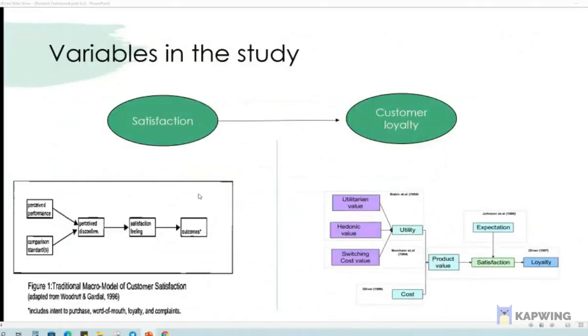So based on the past theory, you are able to prove what are the factors that impact satisfaction. Satisfaction can impact customer loyalty. So it is very important for you to identify the most relevant theory that you can use in your research, right? Reflect your context of the study.